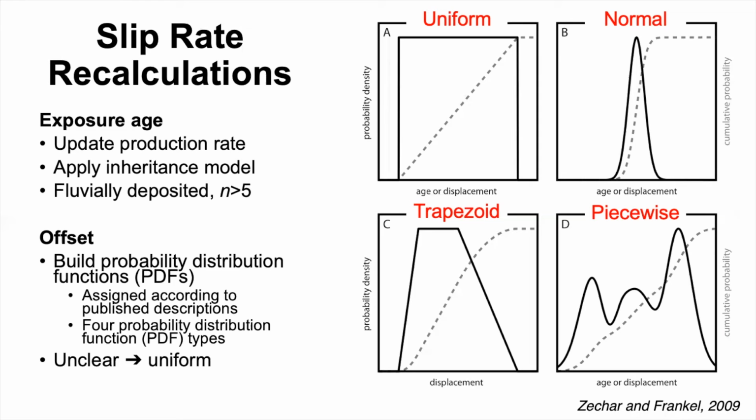We use 4 possible probability distribution functions for offset uncertainty, shown at right. When it was unclear what the appropriate distribution should be from the published author descriptions, we assumed a uniform distribution. I'm going to show 2 examples of how these modeling updates impact slip rates in California.